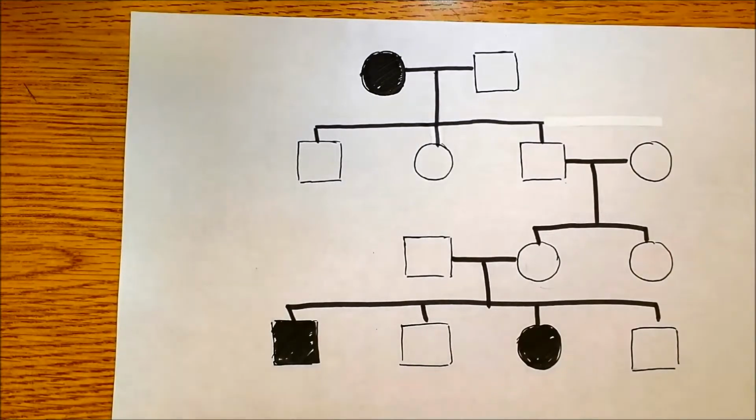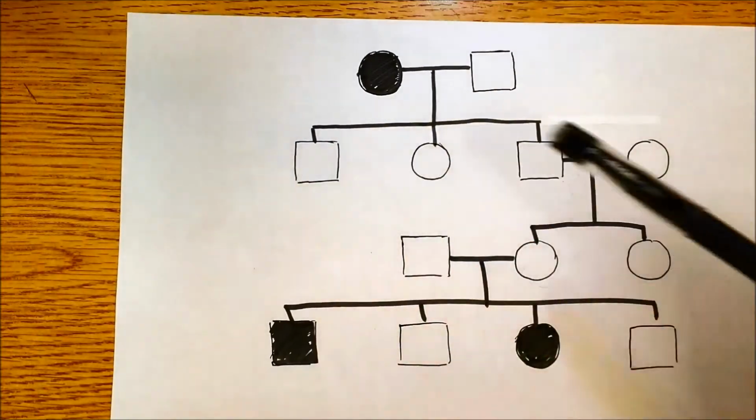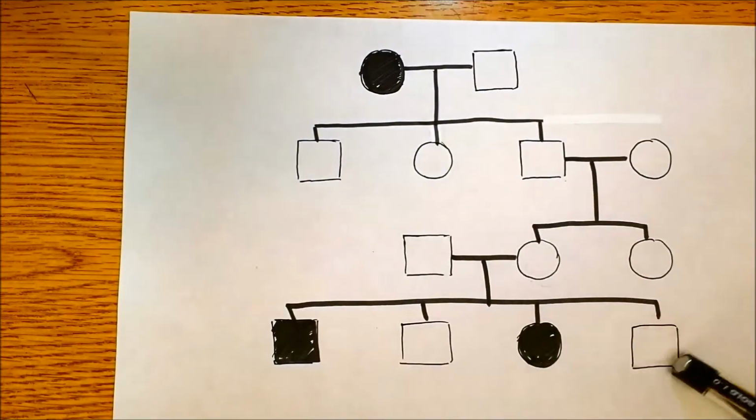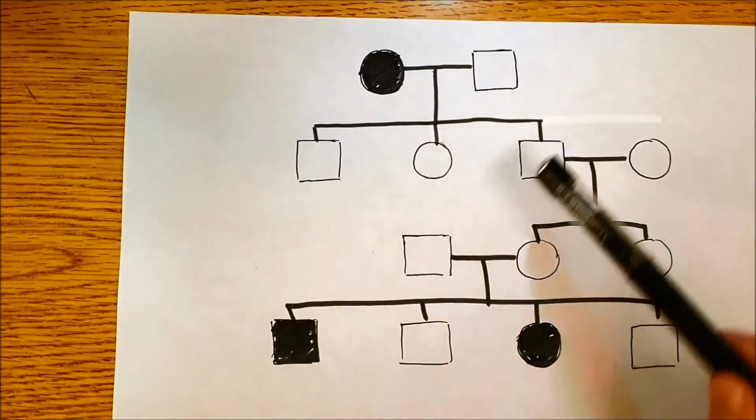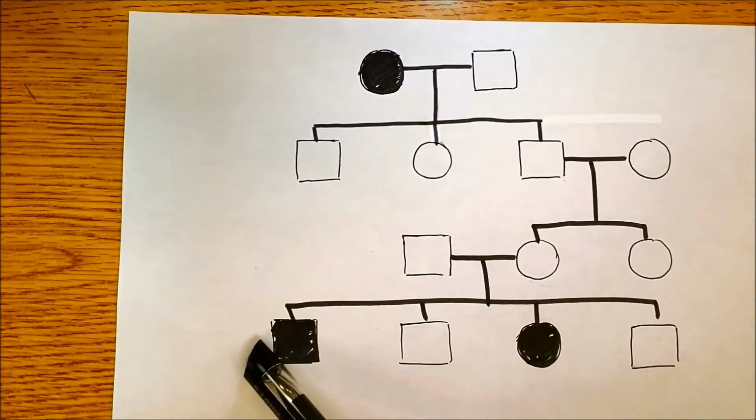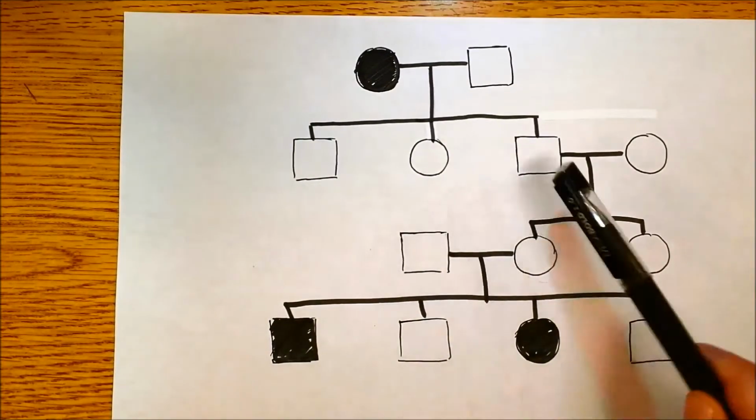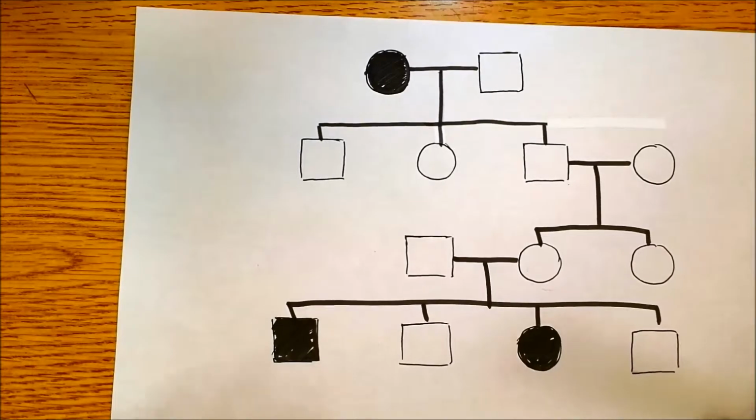Well, that's easy. Males are squares. Just count up all your squares. That's 1, 2, 3, 4, 5, 6. Let me double check again. 1, 2, 3, 4, 5, 6. Ooh, 7. Almost missed him. 1, 2, 3, 4, 5, 6, 7. Yay, 7 males. That should be an easy one.